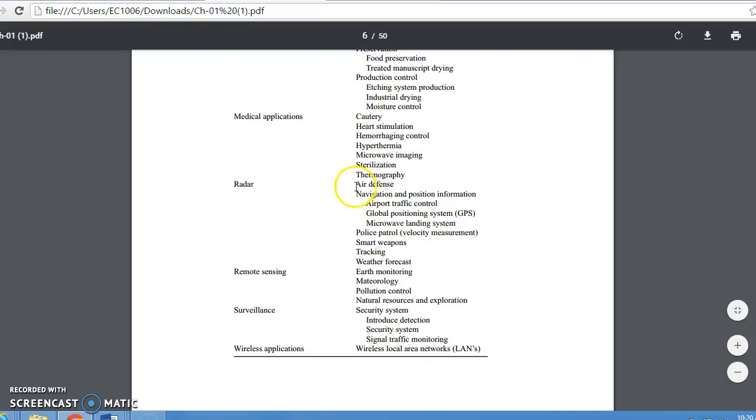In radar, it can be used for air defense, navigation, airport traffic control, GPS, microwave landing system, police patrol, smart weapons, tracking, weather forecast. In remote sensing, earth monitoring, metallurgy, pollution control, natural resources and exploration. In surveillance, security system, intrusion detection, signal traffic monitoring.